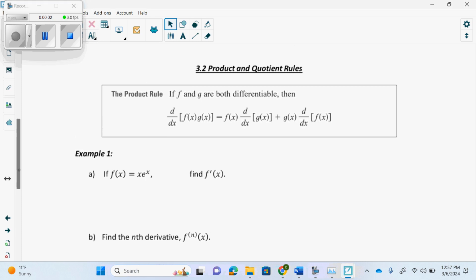Rule, if f and g are both differentiable, then the derivative of f times g, these are being multiplied, is f, the derivative of g, plus g, the derivative of f. That's how it will look in your textbook.